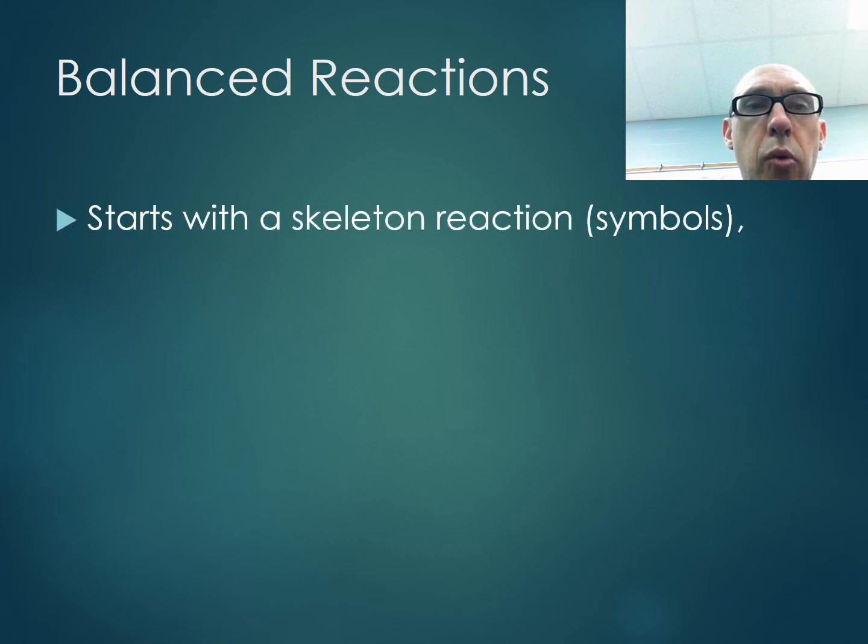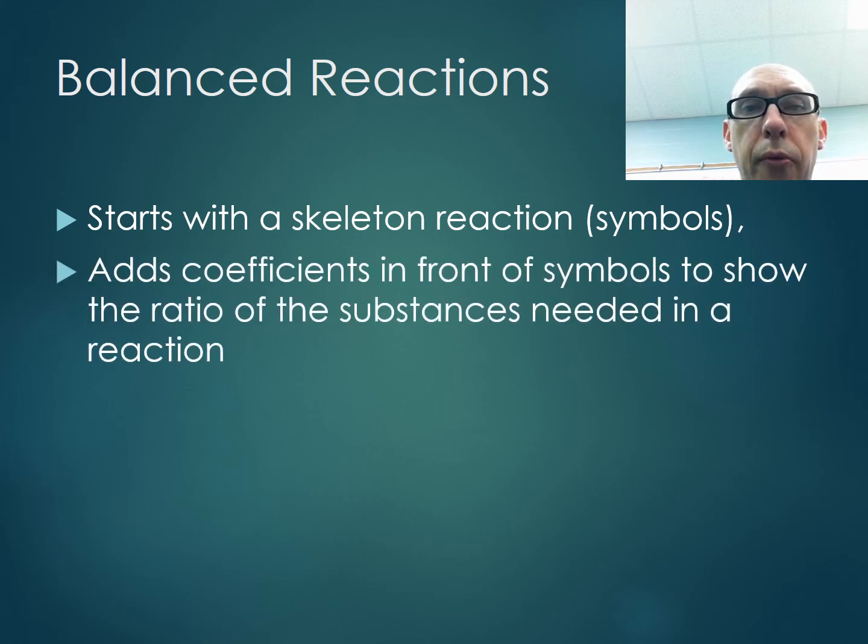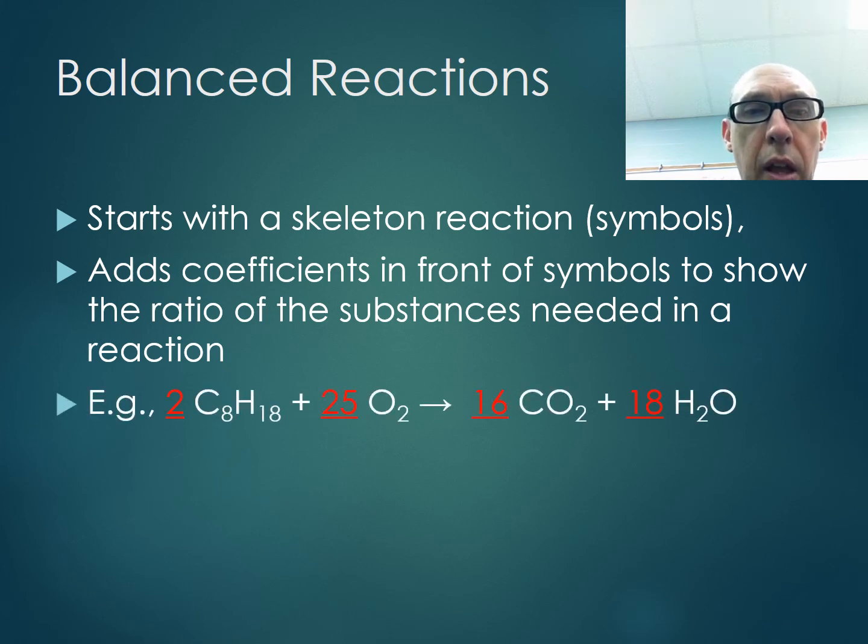A balanced equation starts with a skeleton equation, which means we're using symbols. We're going to add something called coefficients in front to show the ratio of the substances needed for the reaction. So how many molecules of one thing versus how many molecules of another. When we properly balance the reaction we've been talking about, it turns out we need 2 molecules of that gasoline to combine with 25 molecules of oxygen. That produces 16 molecules of CO2 and 18 molecules of H2O.